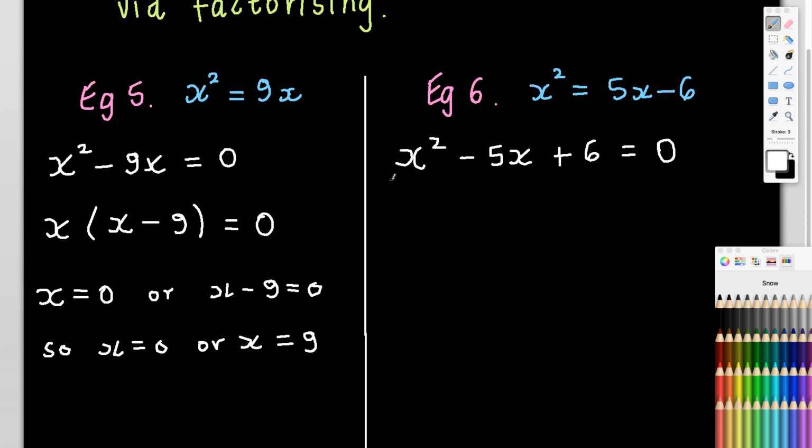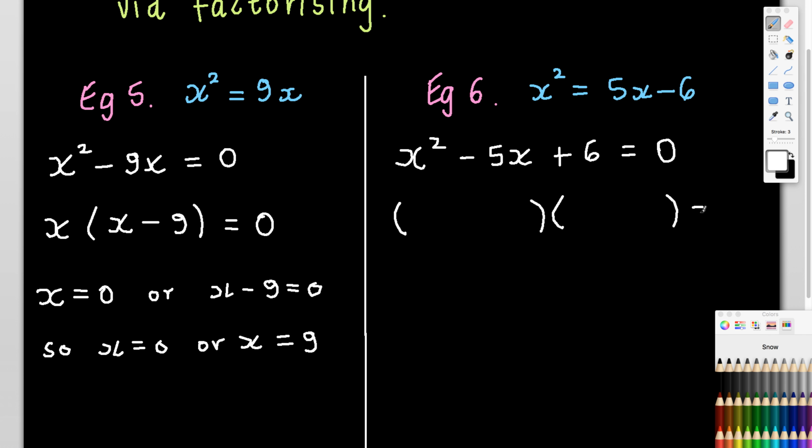It is a monic, because this is a 1 here, so we can do the standard factorization of a monic. Two numbers that multiply together to give us positive 6, but add to give us negative 5. So we're going to have two negative numbers here. Two negatives will give us this positive 6, but they'll add together to give us this negative 5. So it looks like we're going to need the 3 and the 2.